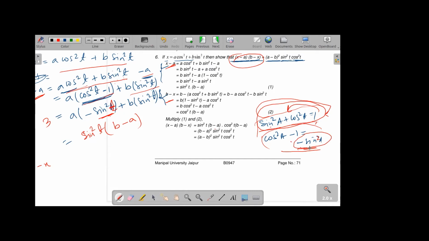You see? So from here we get cos square a minus 1 equal to minus sin square a, right? Correct. Same here, cos square t minus 1, we can write minus sin square t. Got it? Okay.